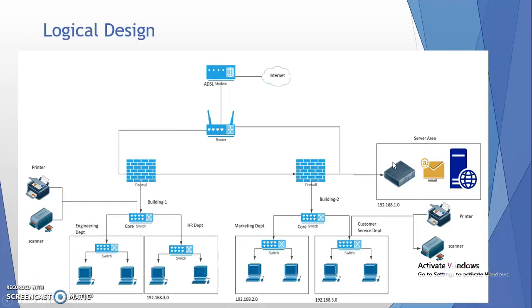The logical design of the network is that I have given IP addresses to individual departments. As you can see, it is 192.168.4.0 to the engineering department and so on.